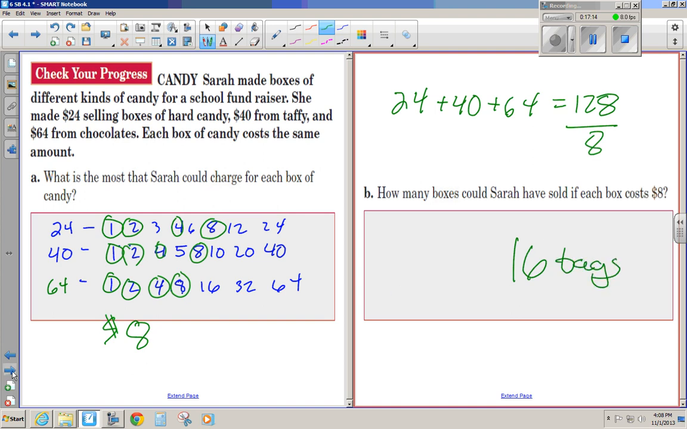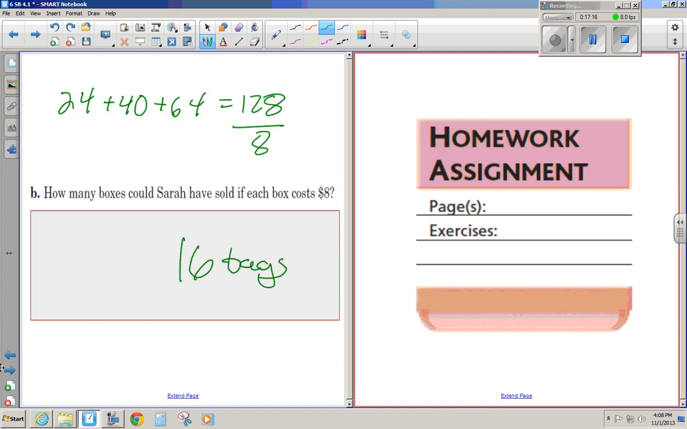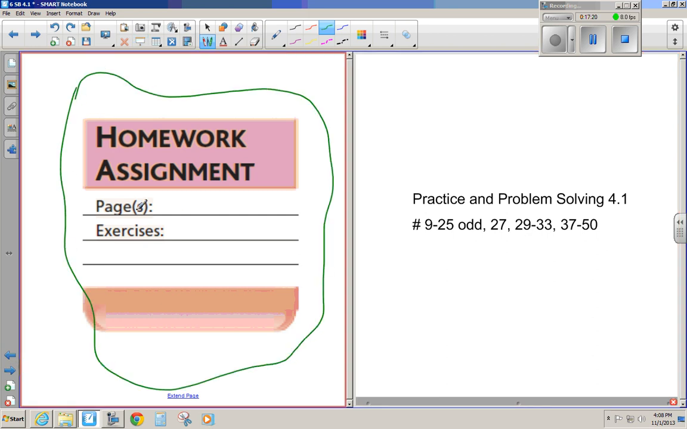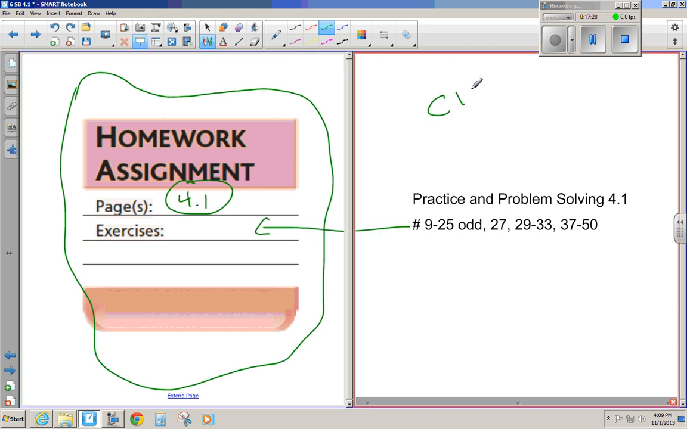All right. So practice some. Make sure you fill out this part of your homework assignment. Pages from 4.1 and exercises right there. You then should be doing your CYUs. Don't forget. Good luck.